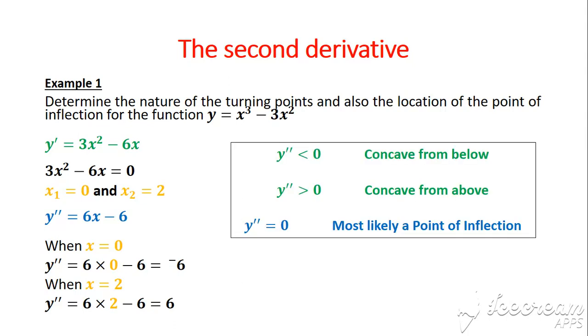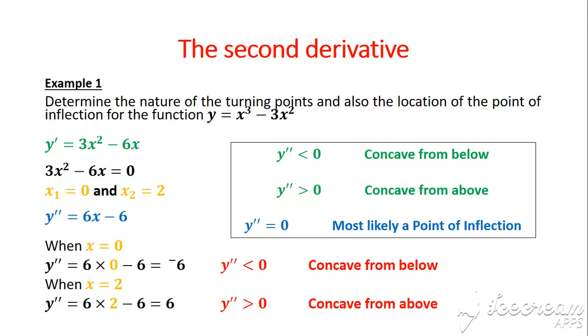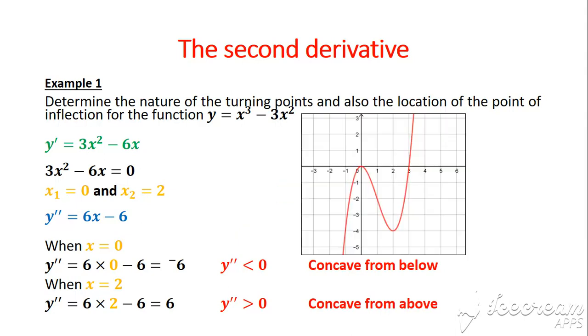Going back and looking at our notes from before, we can see that when the second derivative is less than 0, we are concave from below. And when the second derivative is greater than 0, we're concave from above. So looking at what the function looks like, when x is 0, we are concave from below, and it is a maximum turning point. And when x is 2, we are concave from above, which gives us a minimum turning point.